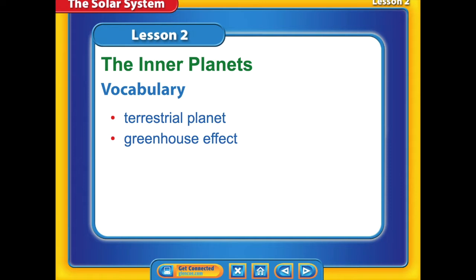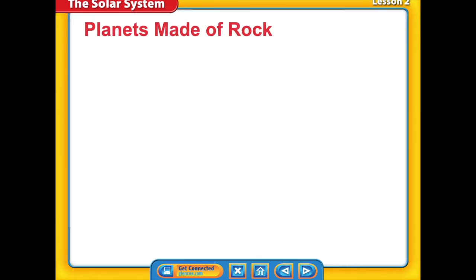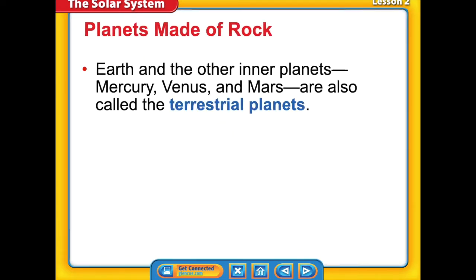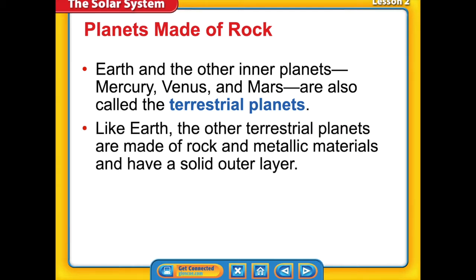And I want to talk just a little bit about what the terrestrial planets are. Earth and the other inner planets of Mercury and Venus and Mars are also called the terrestrial planets. Like Earth, the other terrestrial planets are made up of rock and metallic materials and have a solid outer layer. So the first note I'd like for you to make there on notes page 99 on lesson 2, the inner planets. Write this down, the planets made of rock. We found this on page 115 of our science book.